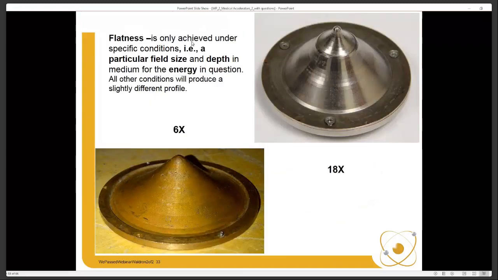Flatness is only going to be achieved under very specific conditions, and usually it is only defined at a depth of 10 centimeters in water at 100 centimeters SSD. And so we have to be careful when we talk about a beam being flat. We usually talk about it in relative terms, but it's important to know that if I want to change the flatness of my beam under other conditions, I'm going to have to change the shape of my flattening filter.